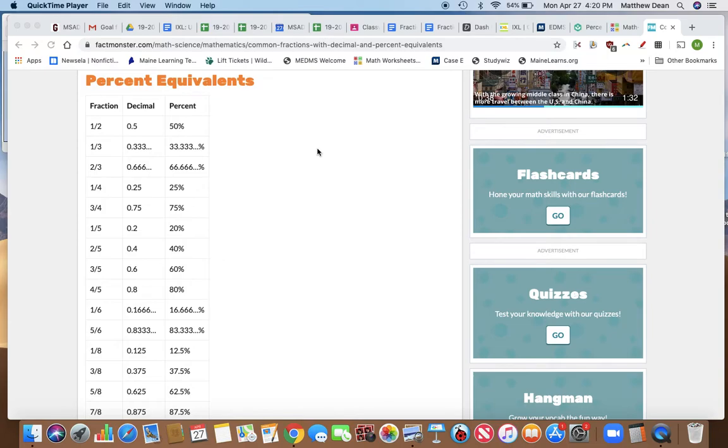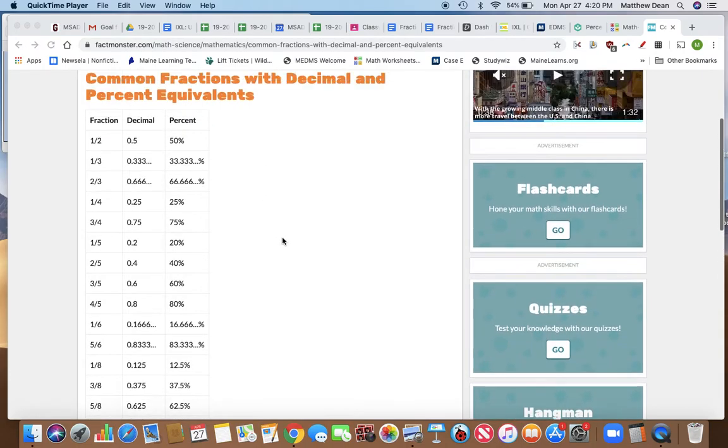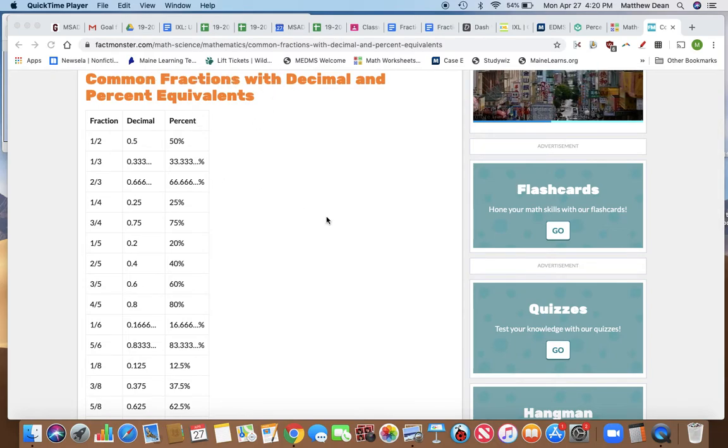I've got you doing some work this week with fractions and decimals, and we did a lot of that before break. But going forward, we're going to be looking at a lot more percents over the next few days, weeks or so. So what I have here is a table of common percent fractions with decimal and percent equivalents.